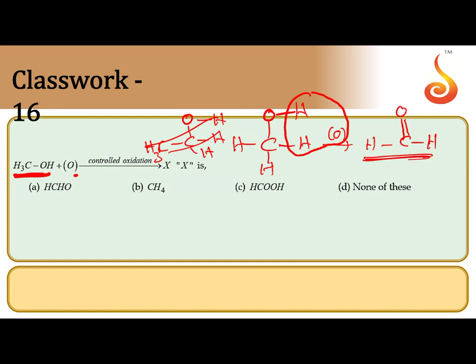Formaldehyde. Further, if it is subjected to oxidation with a strong oxidizing agent, we can get formic acid. After that, CO2 and H2O. So, the answer is formaldehyde.